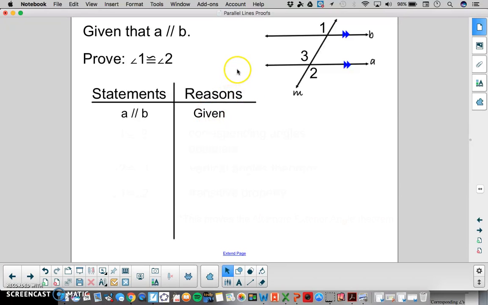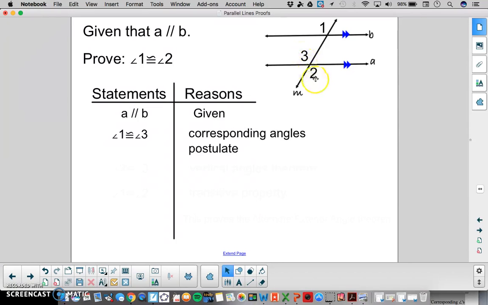So here in this proof, I'm given that A is parallel to B. I can see that from the picture, and I have a few of the angles labeled as 1, 2, and 3. I'm going to prove that angle 1 is congruent to angle 2. Well, if A is parallel to B, we know by our corresponding angles postulate that 1 will be congruent to 3. So using that as a reason in our proof, we now know 1 is congruent to 3.